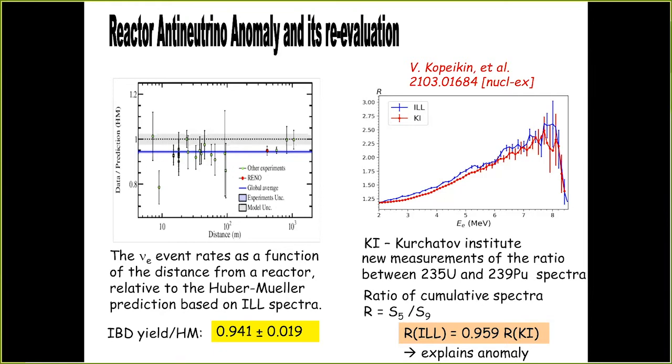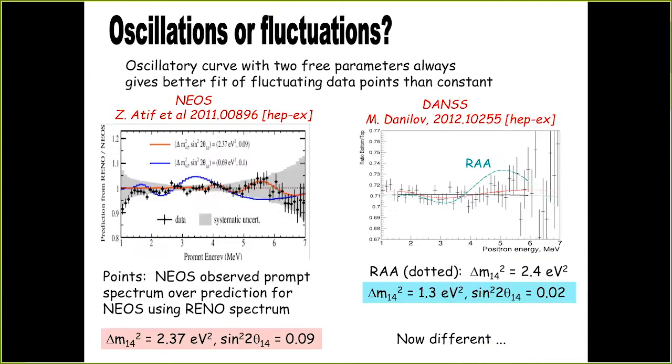Recently, there was a measurement at the Kurchatov Institute of this ratio of uranium to plutonium, which is an important ingredient in these computations. And what they found is that the measured ratio is below what the Grenoble experiment got. So this means that if this result is correct, the anomaly is absent. This R for the Kurchatov Institute is smaller, and this almost precisely reproduces the observed ratio. So the new measurements reduce the expected flux, and therefore the anomaly disappears.